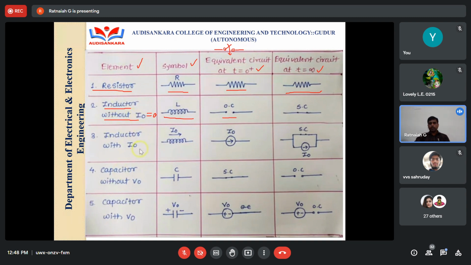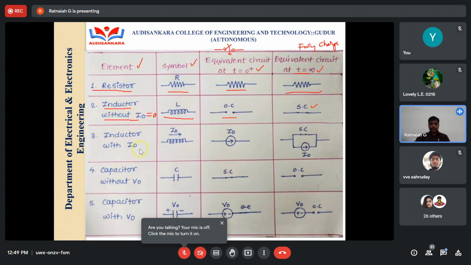Now at t is equal to infinity, that means final, after fully charged, you can take this as fully charged. So at that instant, this inductor will act as a short circuit. SC means short circuit. Why it acts as a short circuit, we discussed previously.